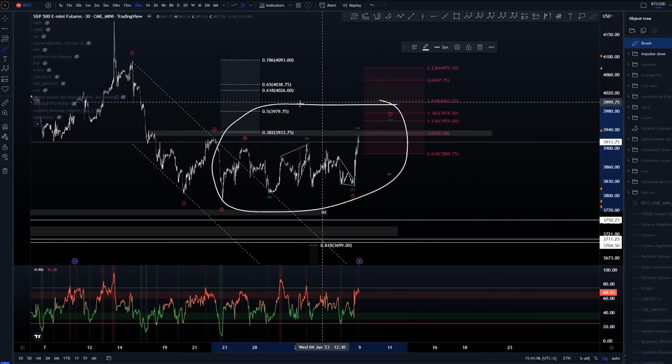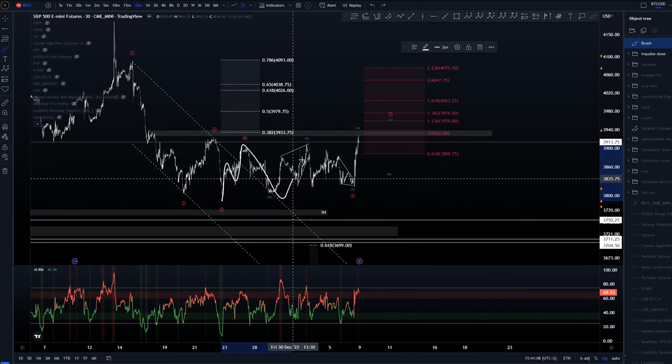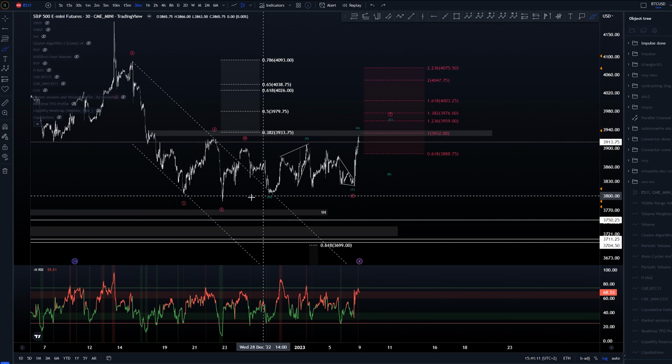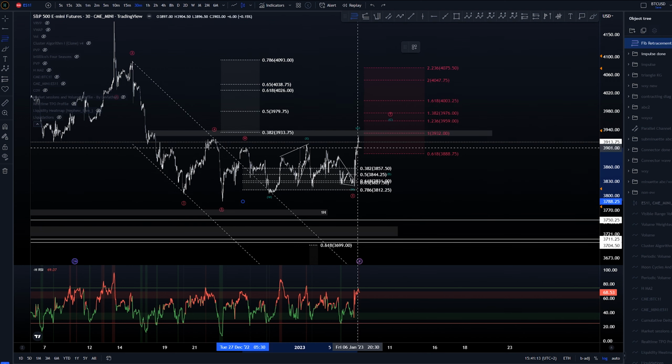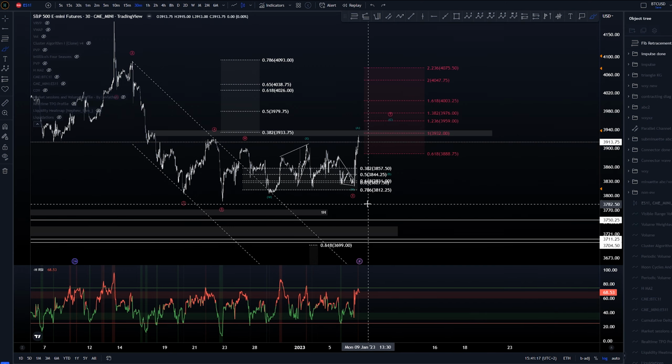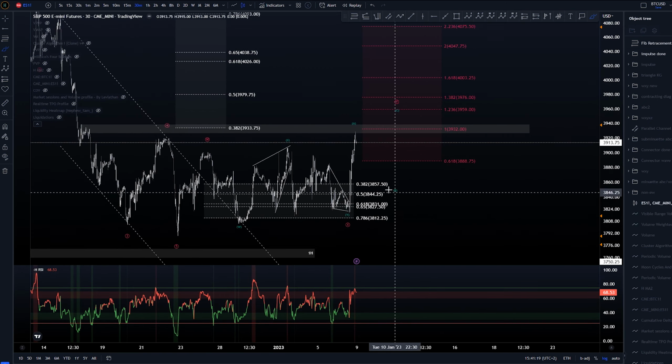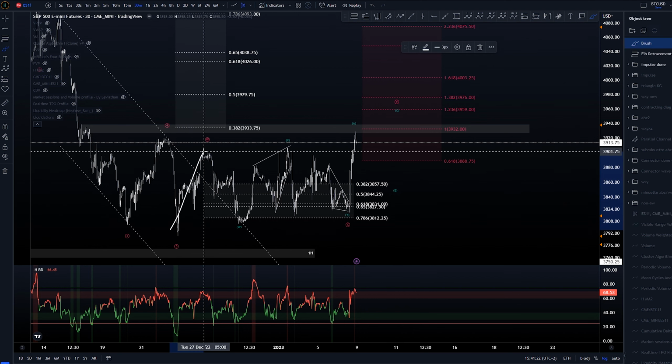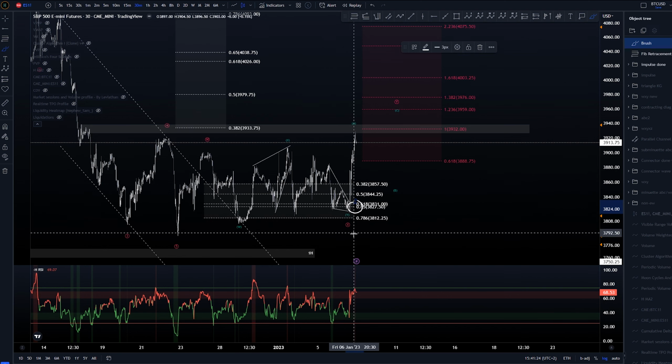So this structure over here has the potential of having this as 3, this as 3, and then a 3-wave move up. Now the reason why I don't expect this to be a C wave here is because, again, with the retracement that we have from this original wave W, we are right around the golden pocket.